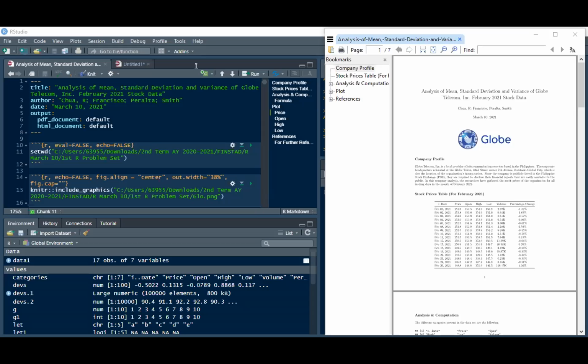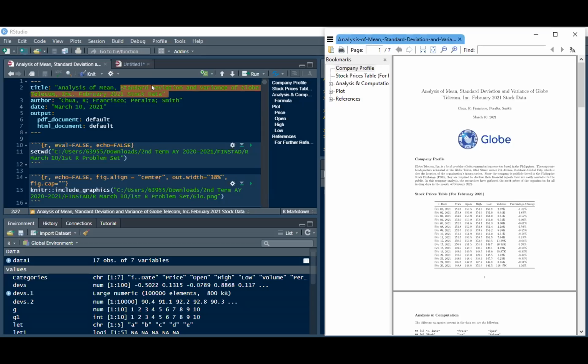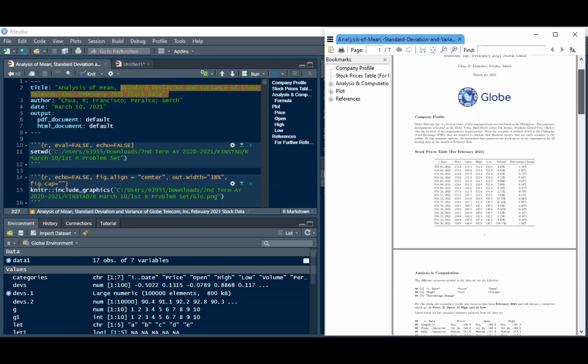Okay, group 5, please continue. Good morning, sir. The title of our presentation is The Analysis of Mean, Standard Deviation, and Variance of Globe Telecom for the month of February 2021. We are Group 5: Tua, Francisco, Peralta, and Smith.